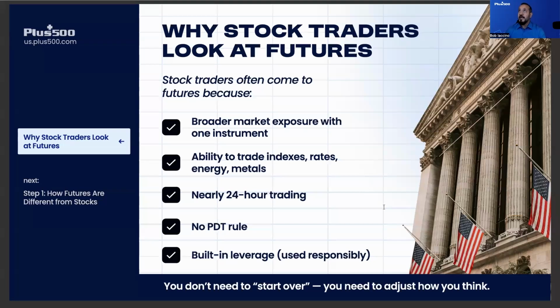The ability to trade indexes, rates, energies, metals. I talked about the energy and the metals right there. Obviously, with interest rates, it is much more simple to trade interest rate futures than it is to trade TLT or TBT, because usually those are a mix of different expirations or different durations of bonds. It's not usually one bond.